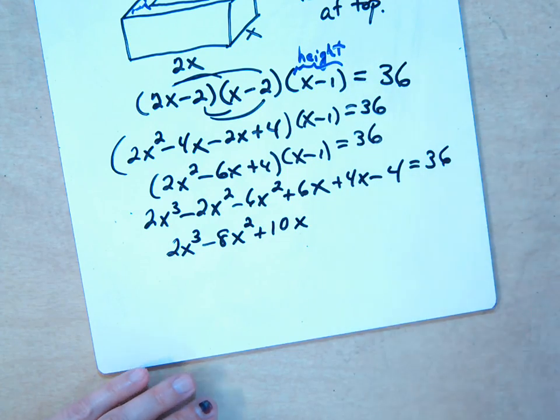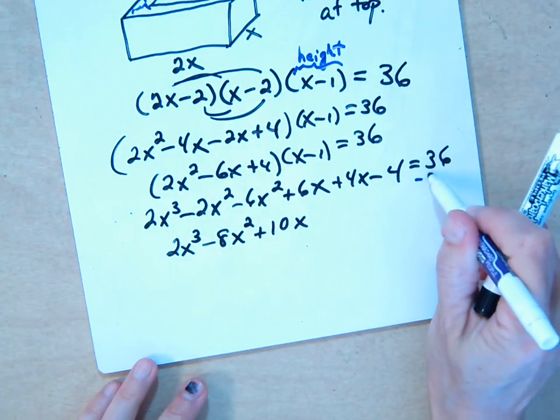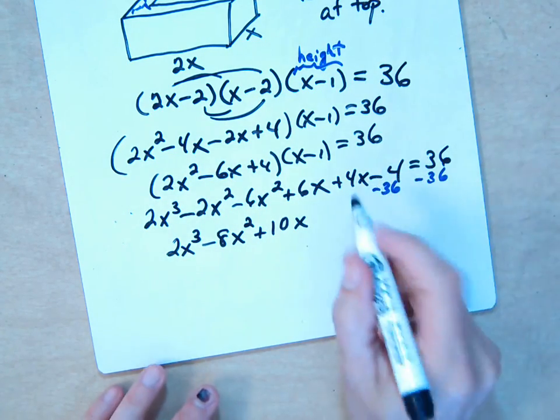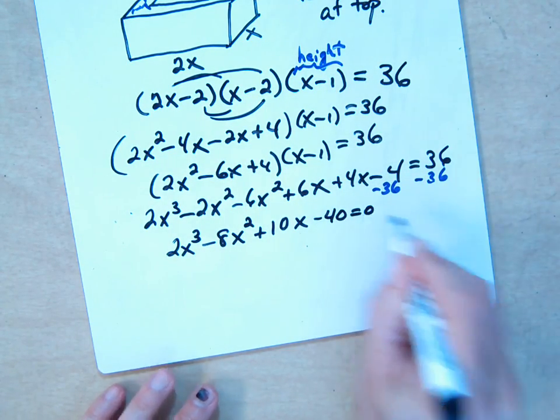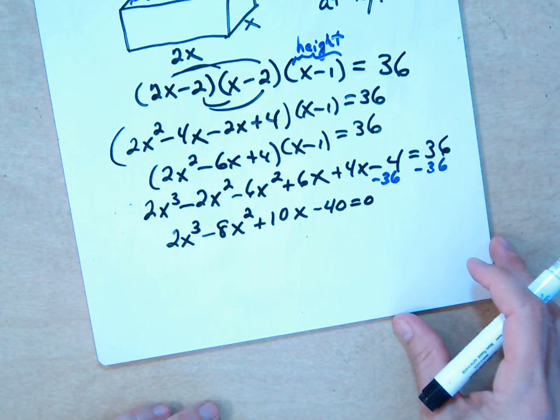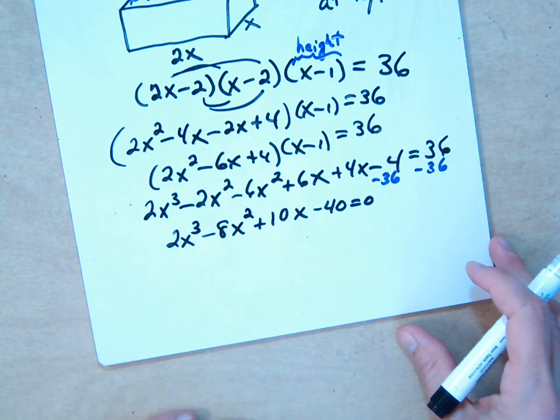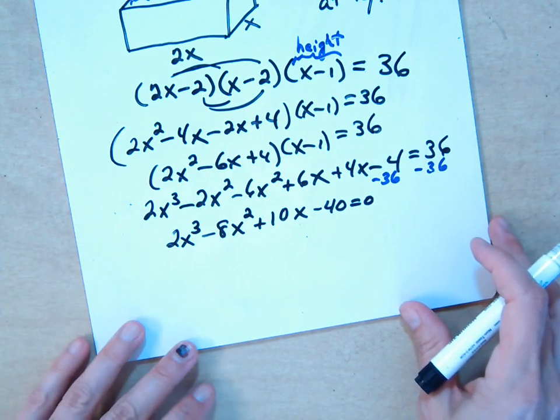And then I'm going to subtract 36 from each side because I want to use the ZPP. So minus 40 equals 0. Okay, and now we're using all the skills from this whole chapter to do this. Now we factor, right? That's the only way we could solve this.